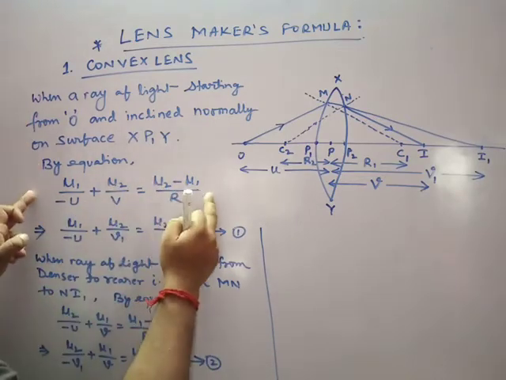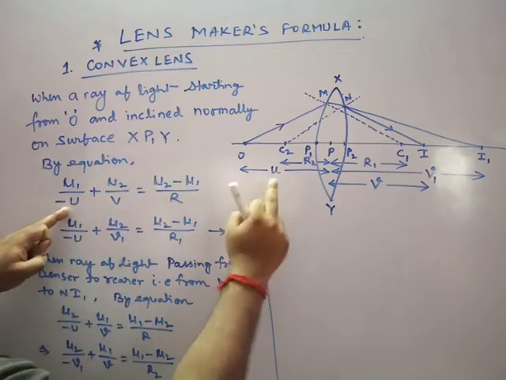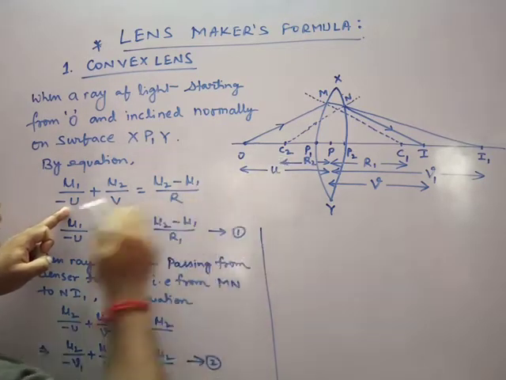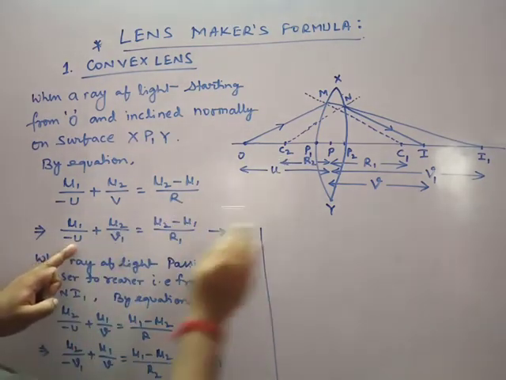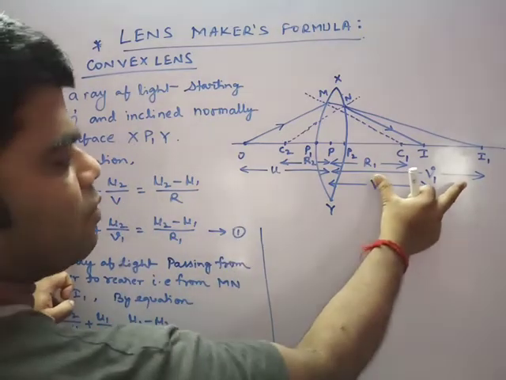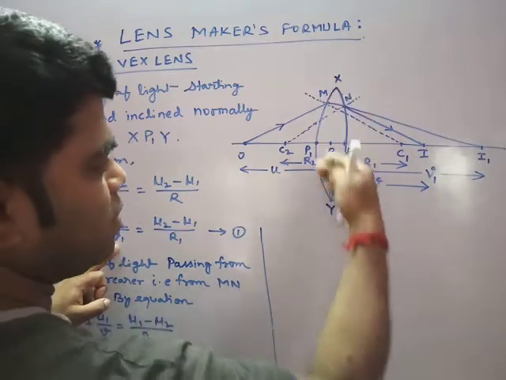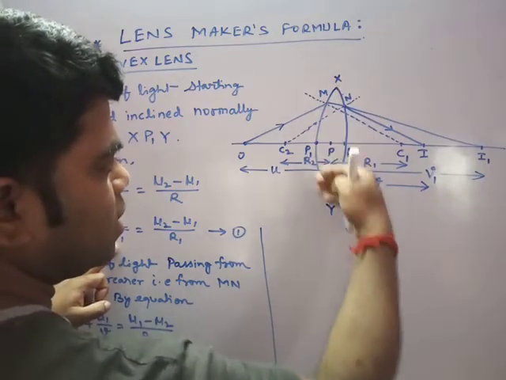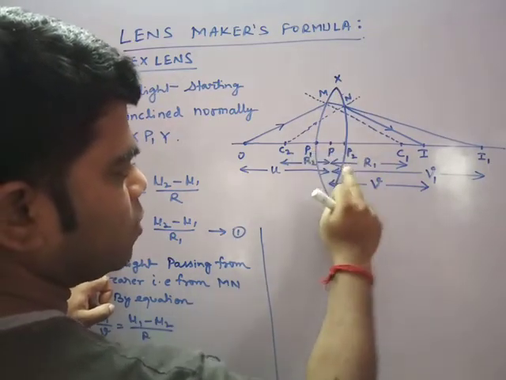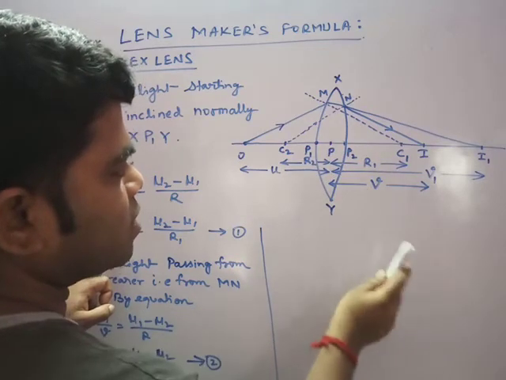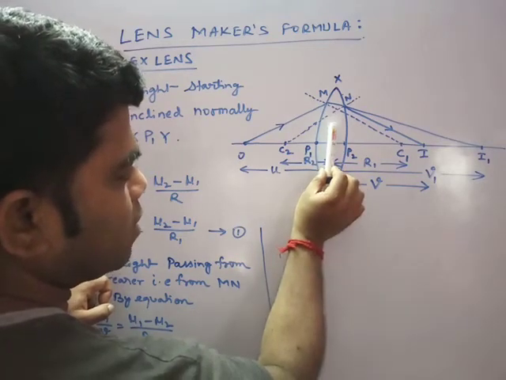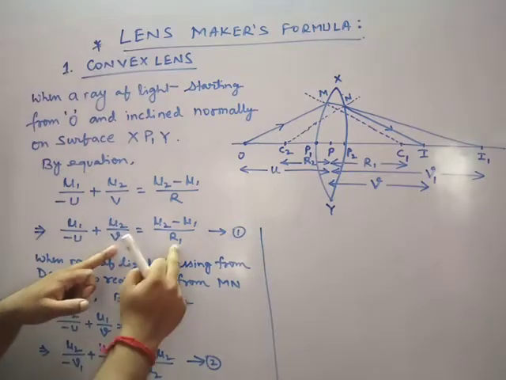That is the relation. Now in this relation, who is u? U is the object distance, so I have written u. And v is the image distance, v1, so I have written here v1. This is done by the first surface, whose radius is r1. Do you see this? This is your r1. Every distance we take from the optical center. We know that. Okay, r1 is written.